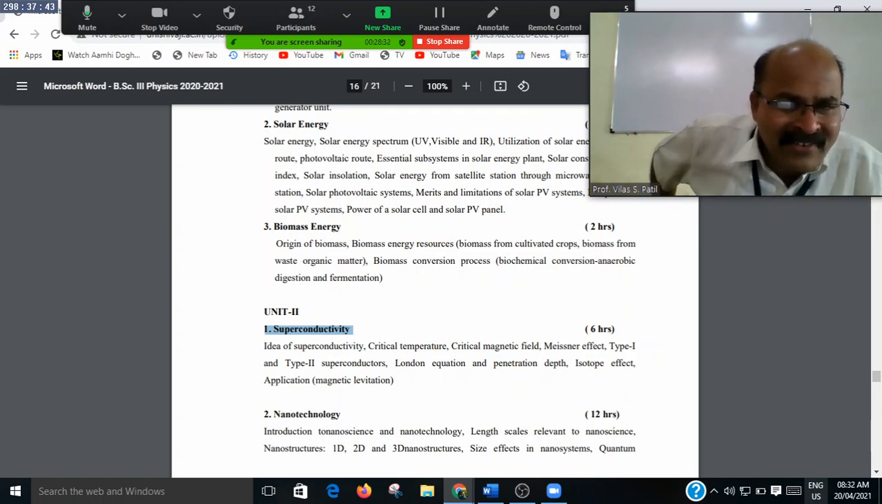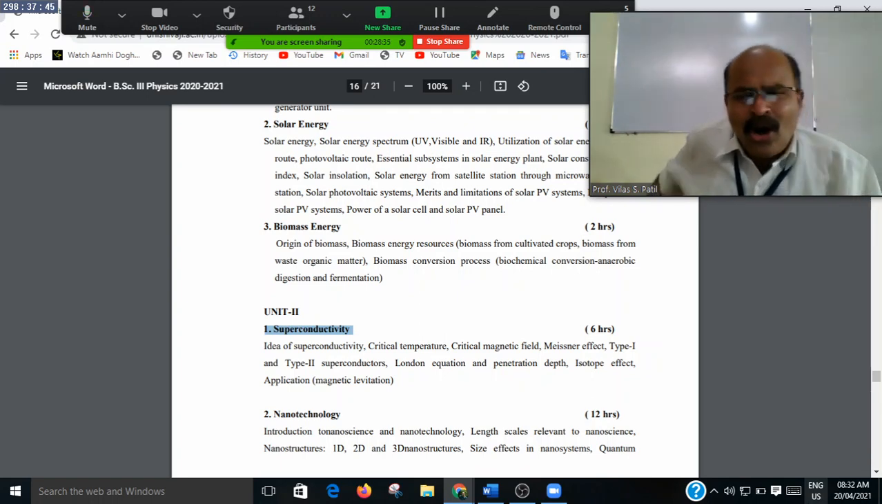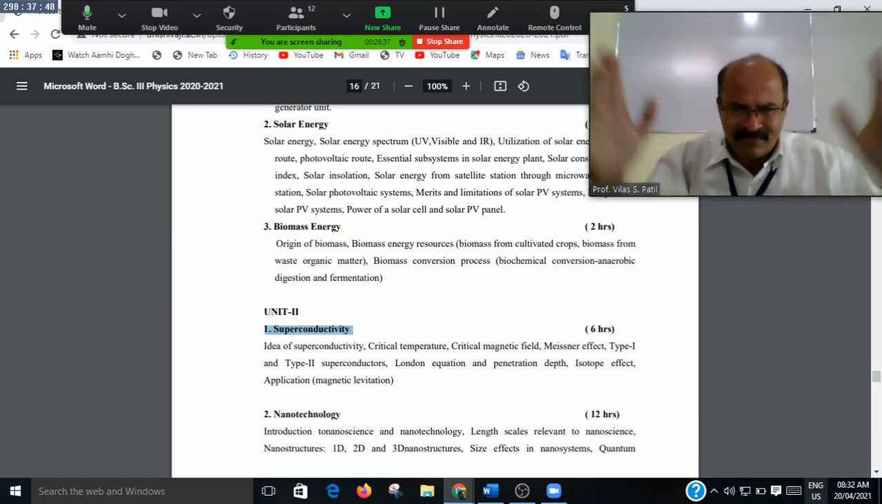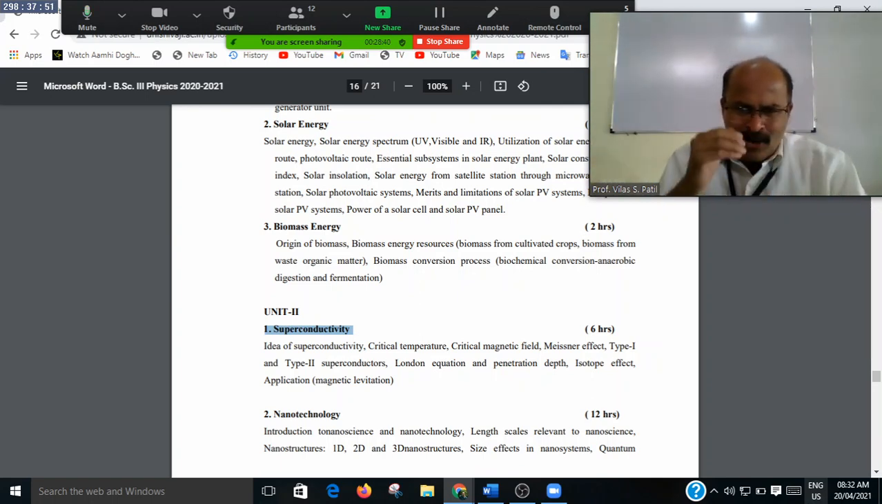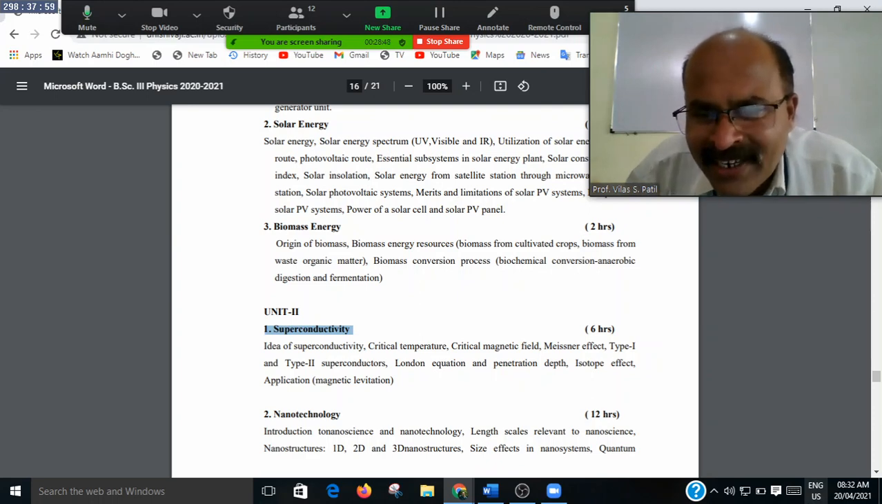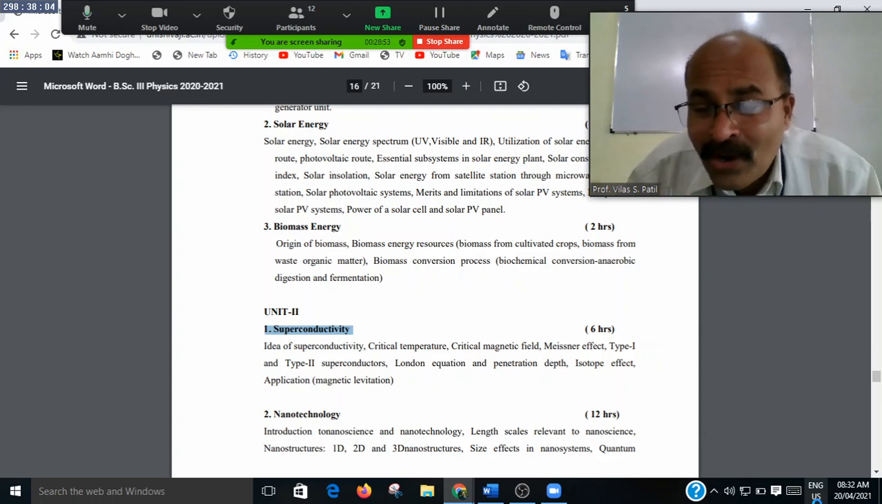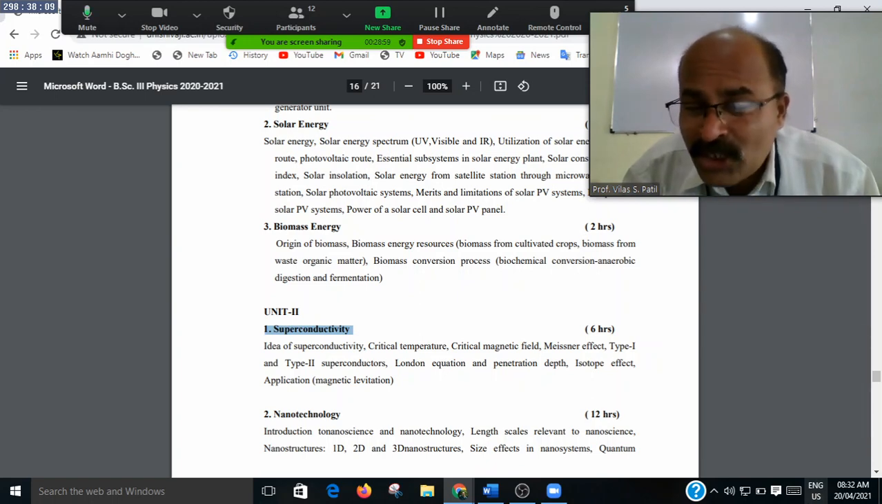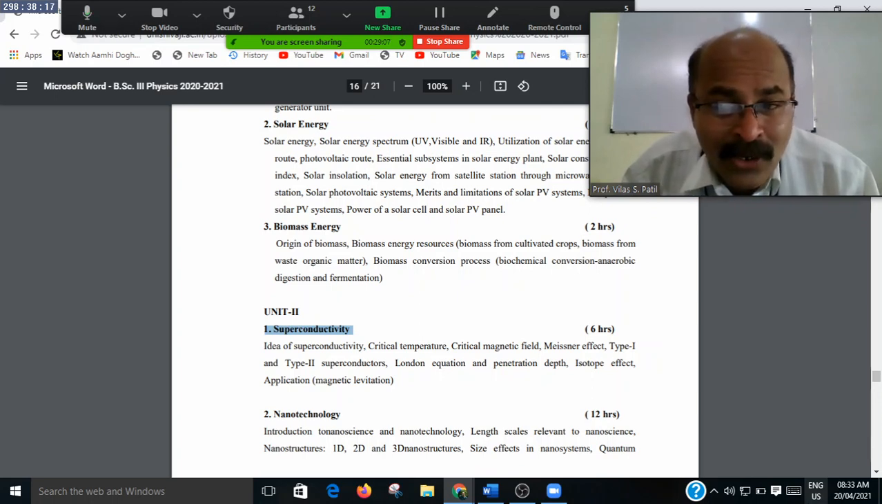Friends, after this research, all the physicists in the world went running behind superconductivity. They relied on the concept that one superconductor just has to be found. Just we have to find the one superconductor which can be operated at room temperature.